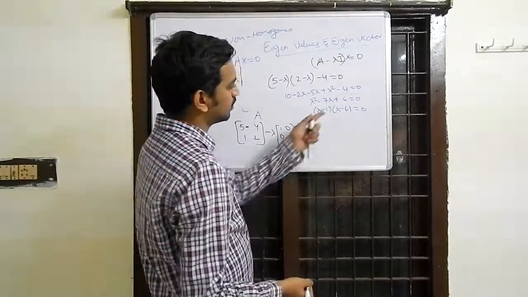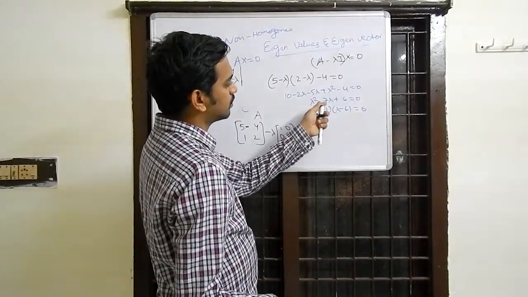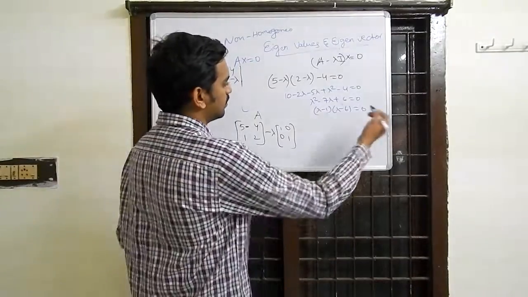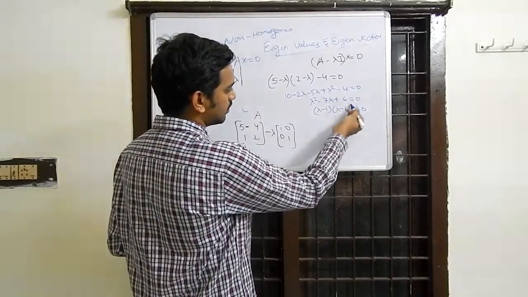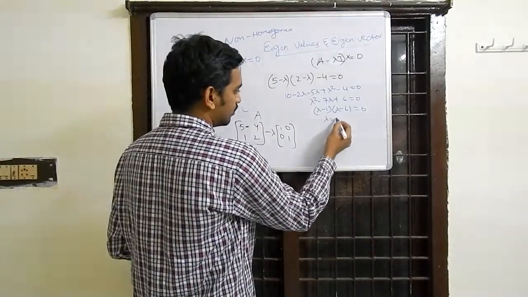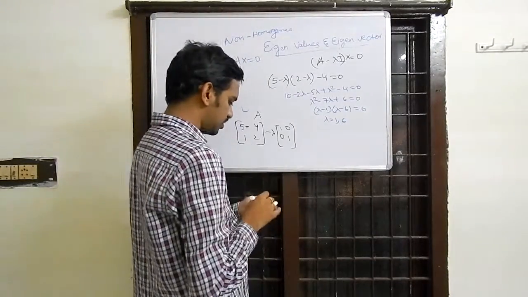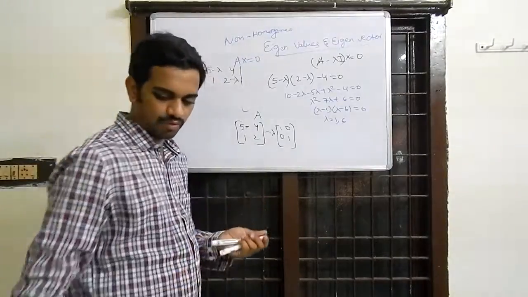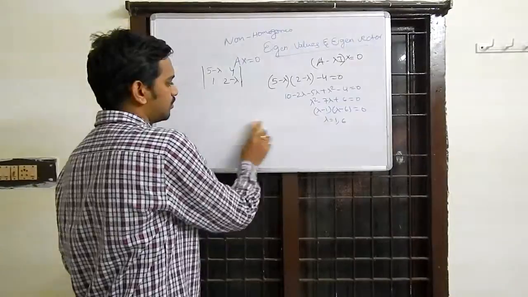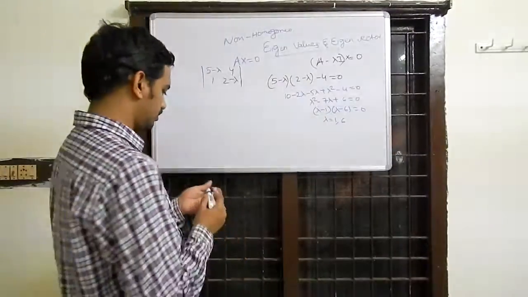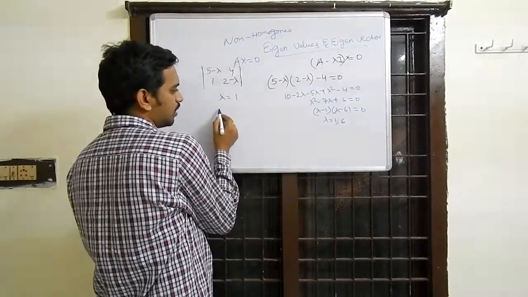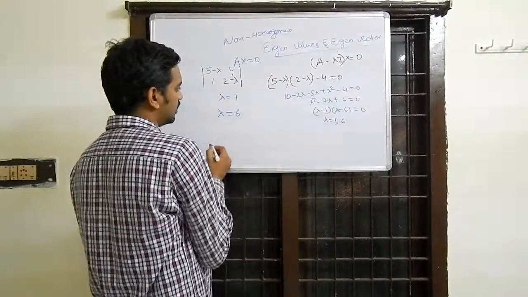This is a quadratic equation. The factors are minus 6 and minus 1, which sum to minus 7, and 6 into 1 is 6. So I get lambda is equal to 1 and 6. These are the eigenvalues. So how can we find a particular eigenvector? We have to substitute lambda is equal to 1 in one case, and lambda is equal to 6 in another case.